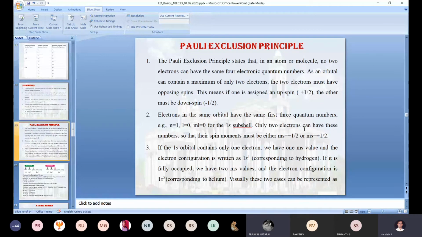Now tell me, what does the Pauli exclusion principle say? What information can you get from the Pauli exclusion principle?